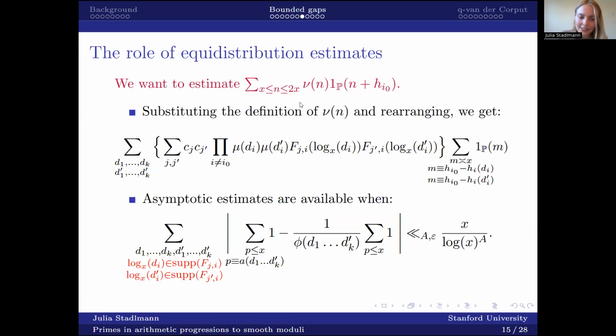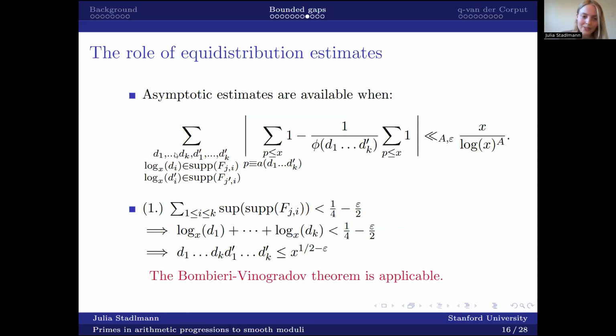Otherwise, we're just getting 0. So the way we restrict the sum is that we're only looking at those d_i for which log to base x of d_i is in the support of F_{J,I}. And that gives us a way of applying known equidistribution estimates.